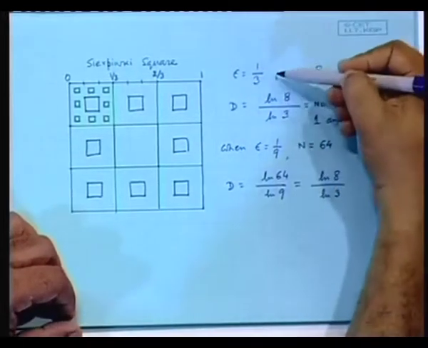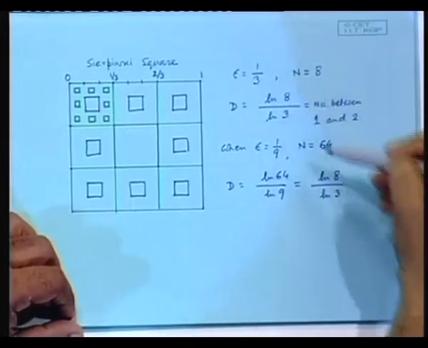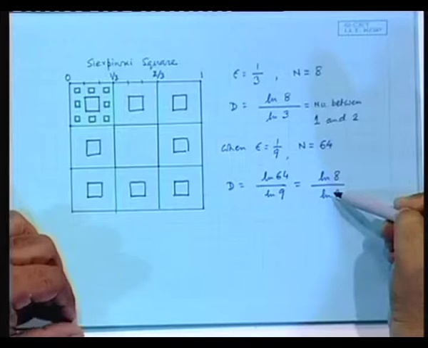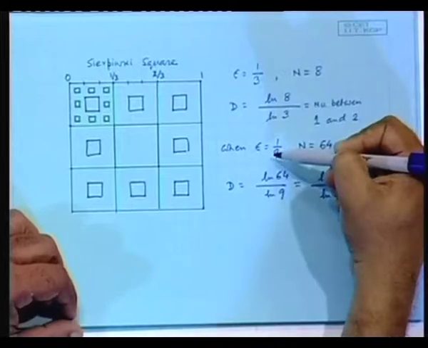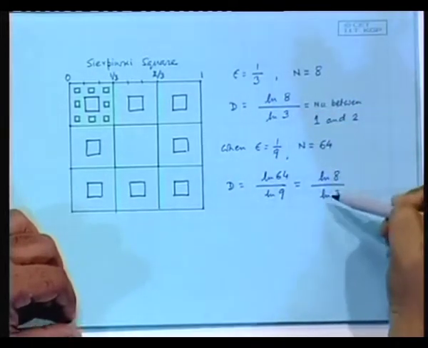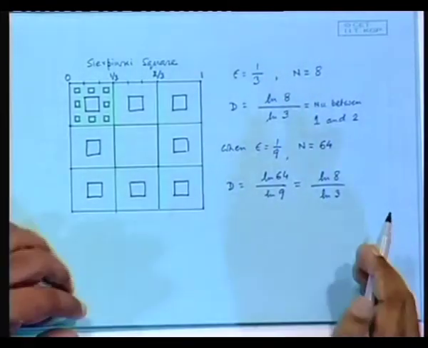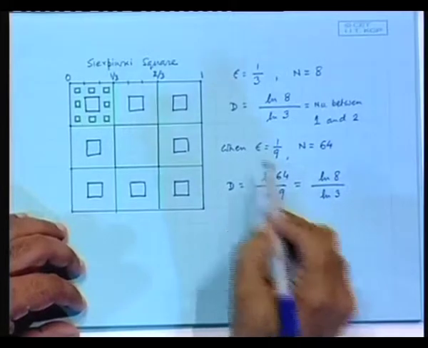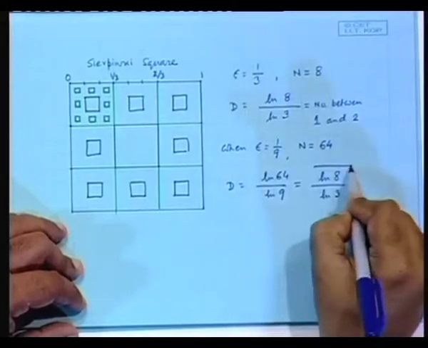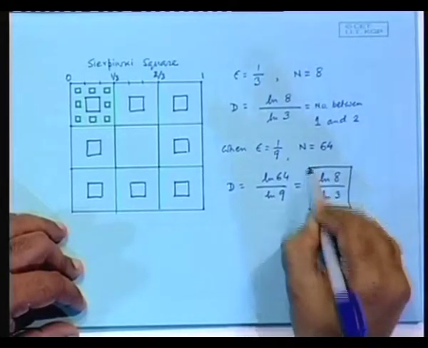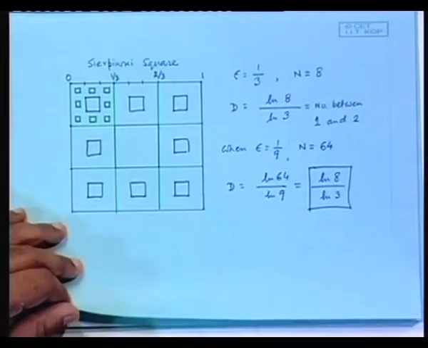So, you see, even if we have reduced the epsilon further, we have obtained the same value of the dimension. So, it stands to reason that if we keep on reducing the epsilon ad infinitum, at every stage we will keep having the same value of the dimension, and therefore, the dimension is really invariant while epsilon tends to 0. So, this is the measure of the dimension of this object, ln 8 by ln 3. Fine. So, we have understood the Sierpinski square.